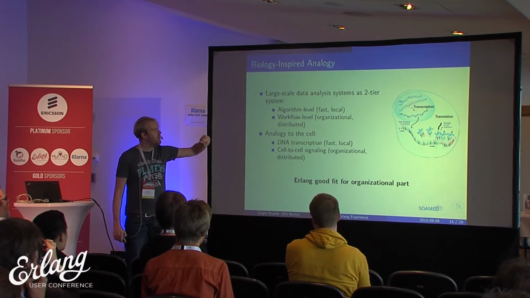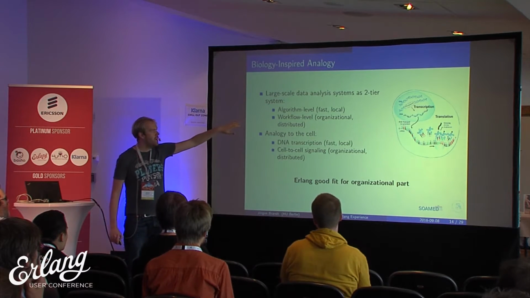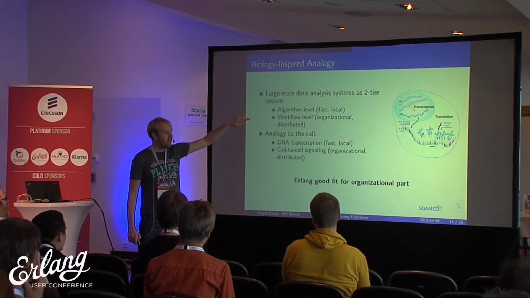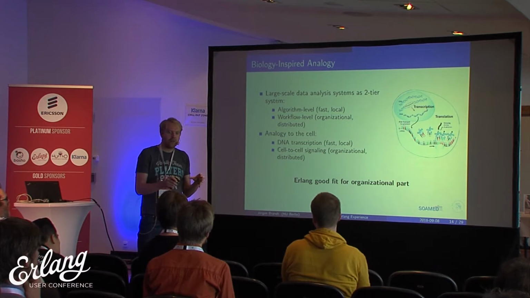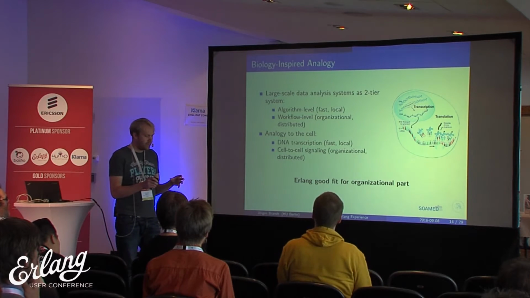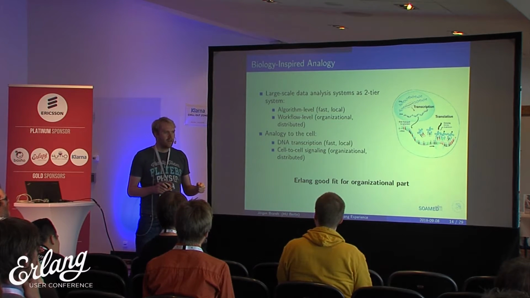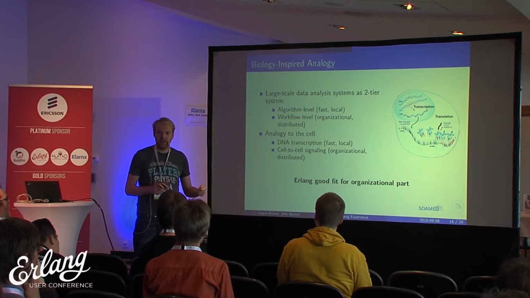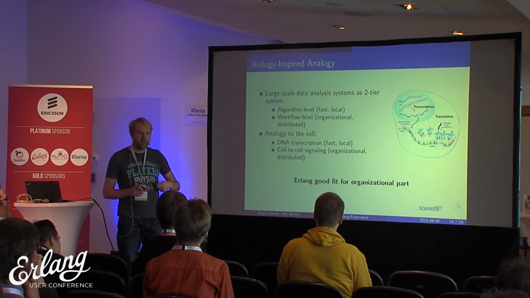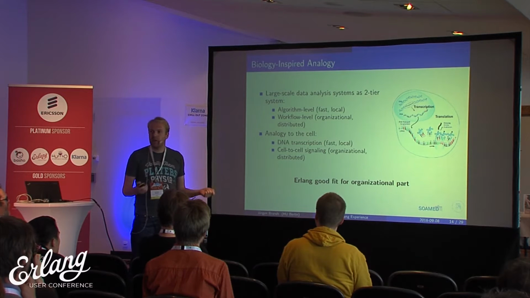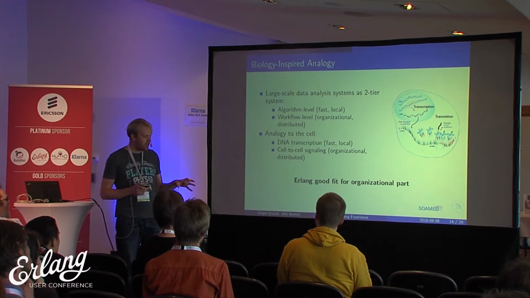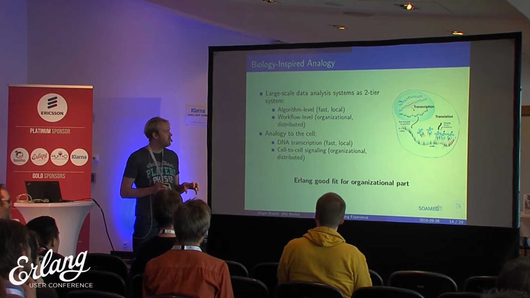computational system. On the one hand, you have the system level, the algorithm level computation, which does the heavy lifting, the number crunching, which has to be very, very fast. It doesn't matter if it is parallel or not. It can also be sequential, and the computation is only very local.